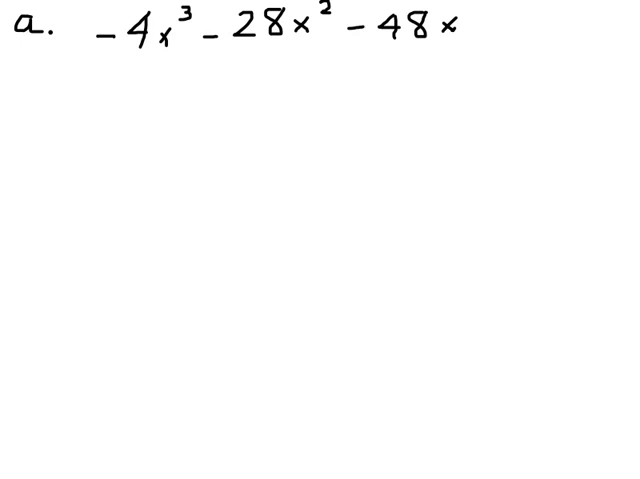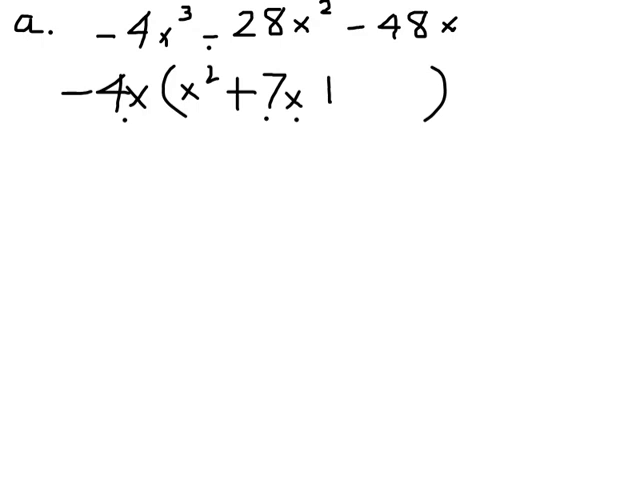Alright, let's work your practice problem. And let's factor. And first we're going to start by factoring out the common factor, which would be negative 4x. And then let's see what we would have left. We would have x squared for this first term, and then plus 7x, because negative 4x here times 7x gives us negative 28x squared, and then plus 48 divided by 4 is 12.